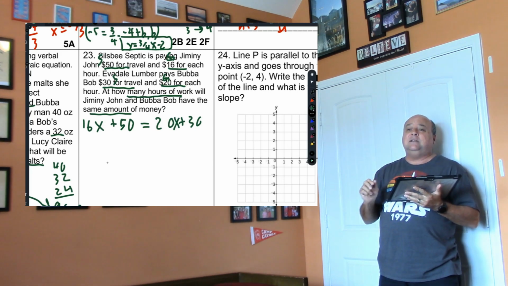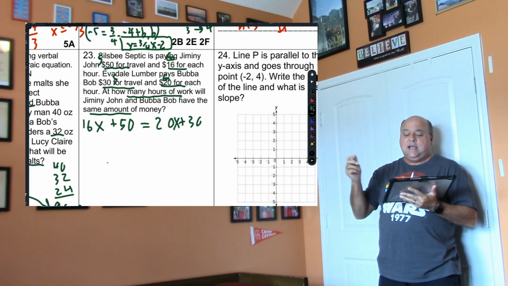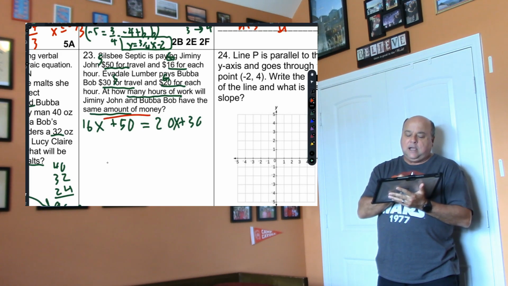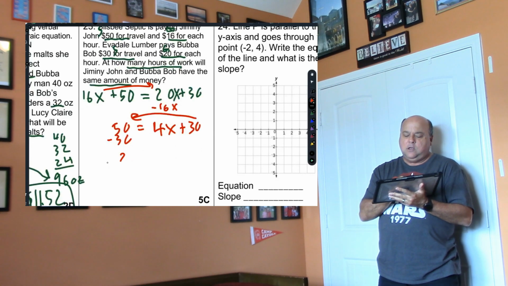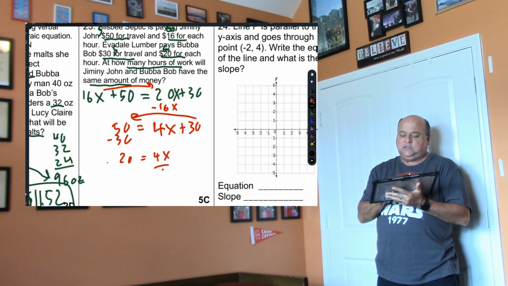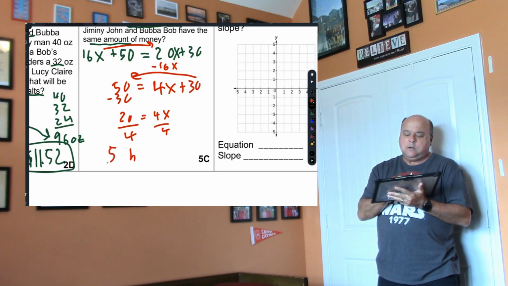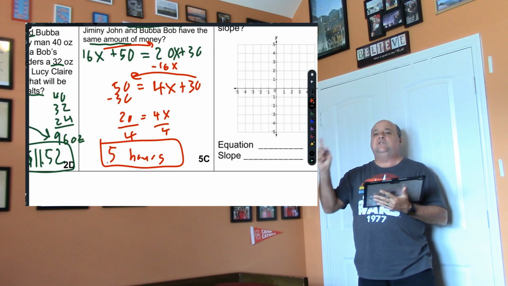Now you can type this into the calculator and solve for x, but I'm going to do this by hand. I'm going to move the 16 over. Make sure you do this on the calculator and just solve it. Equals 4x plus 30. Move the 30 over. We want to get the x all by itself. We get 20 equals 4x, divided by 4. And at 5 hours, they're going to have the same amount of money. So at 5 hours, they're equal.